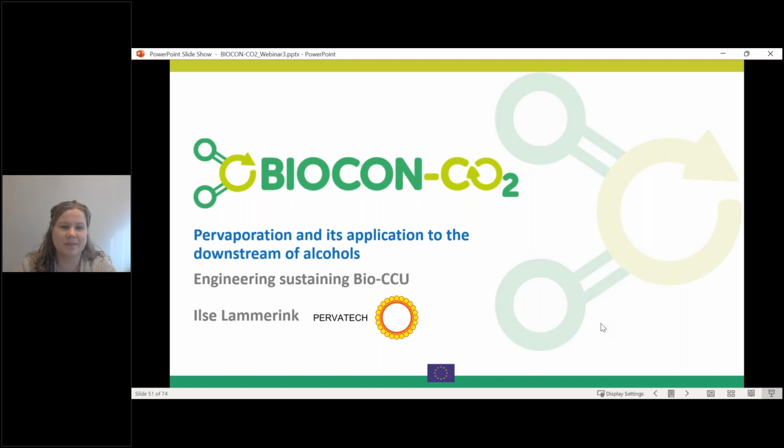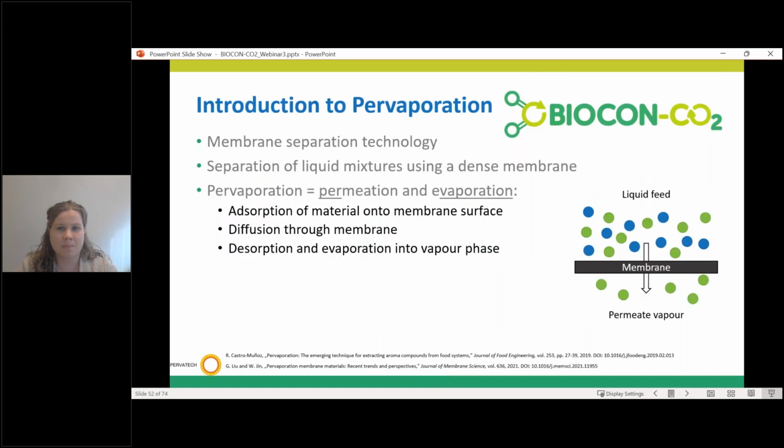Okay, hello. So today I will be giving an introduction to pervaporation and how it can be used for the downstream of alcohols. So pervaporation is a membrane separation technology, and it can be used to separate liquid mixtures using a dense membrane. So as the word pervaporation implies, it consists of permeation and evaporation, and it can be brought down to 3 general steps. First, the material will have to adsorb onto the membrane surface. In the second step, it will permeate the membrane from the feed side to the permeate. And in the third step, it will desorb and evaporate into the vapor phase by using a vacuum or a sweeping gas.